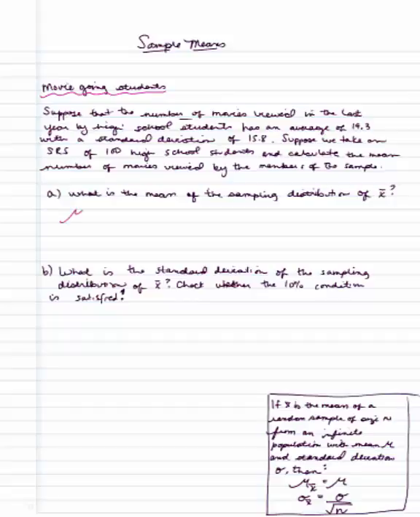And the sample mean is going to be the same thing as the mean. So if the mean of this problem is 19.3, then the mean of the sampling distribution is going to be 19.3 if the population's mean is 19.3.